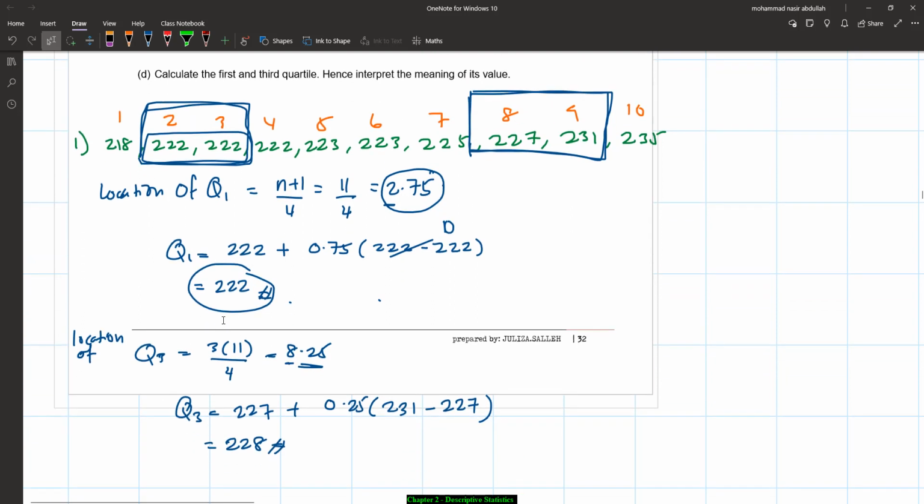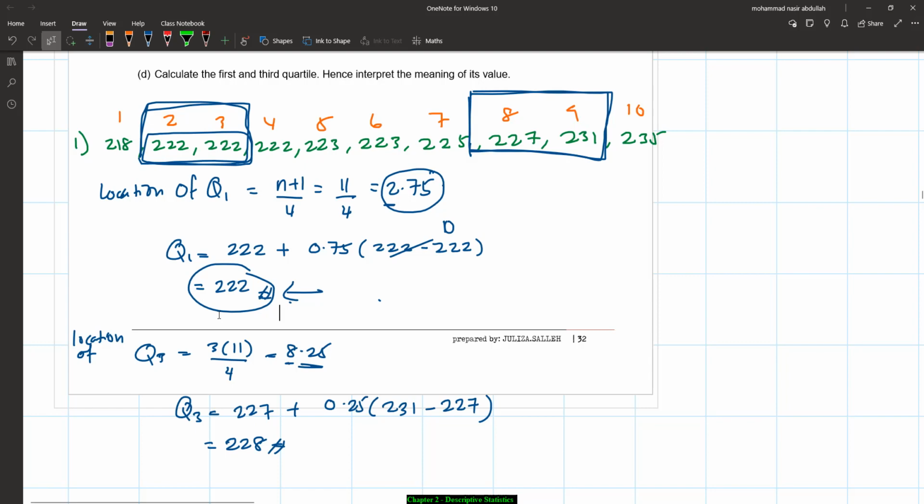So how to interpret this one? For the sales, we can say that 25% of the sales are less than 222,000, while another 75% is more than 222,000 for quarter number 1. For quarter number 3, 75% of the sales is less than 228,000, while another 25% of the total sales is more than 228,000. Right? Okay?